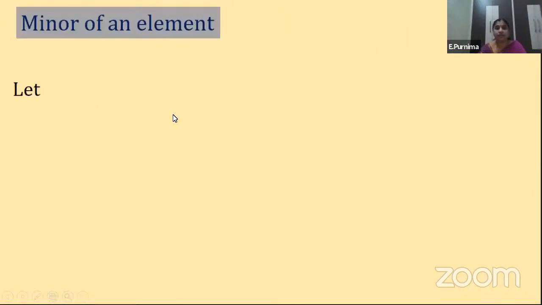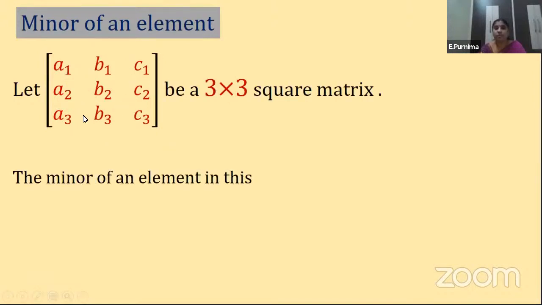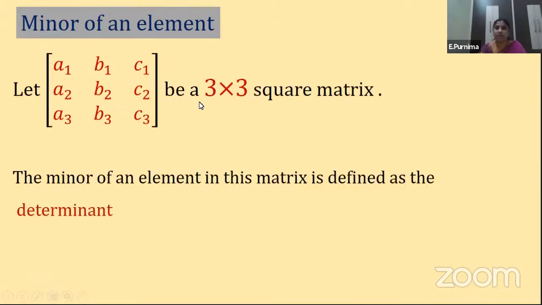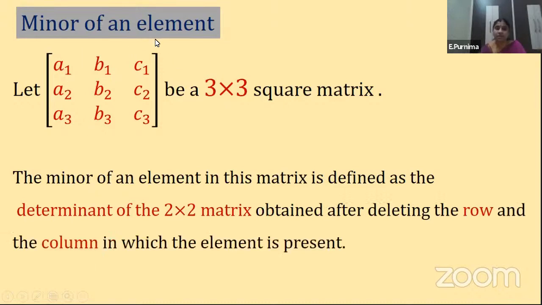What is the minor of an element? So, what the minor is, we are talking about a 3 by 3 matrix, children. So here I am taking a 3 by 3 matrix. It is A1, B1, C1, A2, B2, C2, A3, B3, C3. It is a 3 by 3 square matrix. Here, how did we get these elements, children?